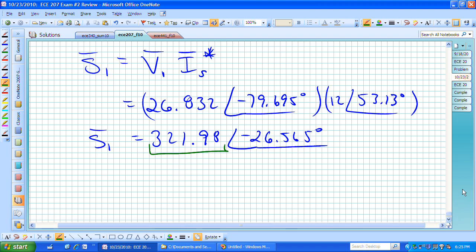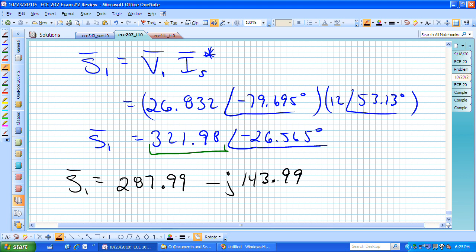Let's go ahead and just finish this by looking at this complex power in rectangular form. Taking 322 times the cosine of minus 26 gives us 287.99. That's our real power for load 1. We'll have 322 times the sine of minus 26. That gives us a negative j143.99, and that's our reactive power.